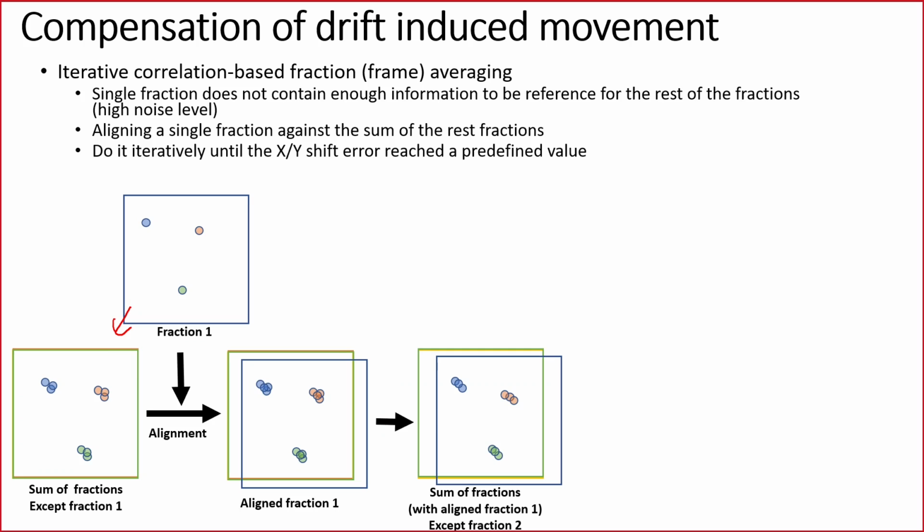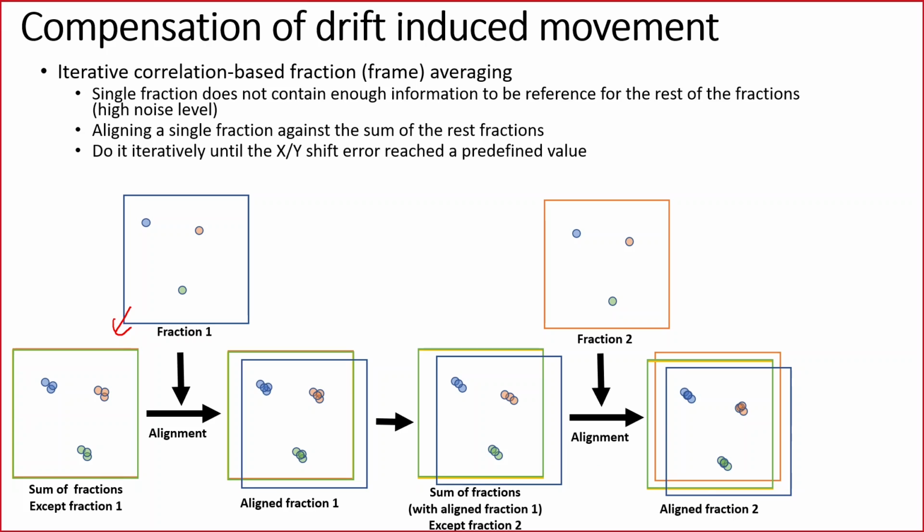In the next step, we are again going to sum all the fractions, including now the already aligned fraction number 1, but we are not summing in this sum fraction number 2, which we will align in the next step. So now we are aligning fraction number 2 against the sum of all fractions with the already best aligned fraction number 1. And we are proceeding with this to fraction number 3, where we are removing just fraction number 3, and we are using aligned fraction 2, fraction 1, and the rest of the unaligned fractions.